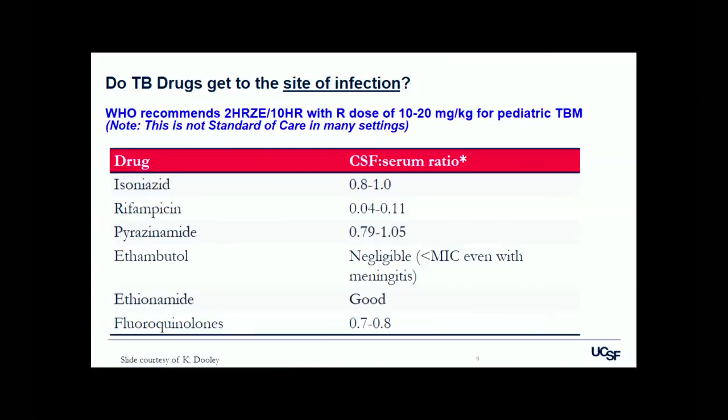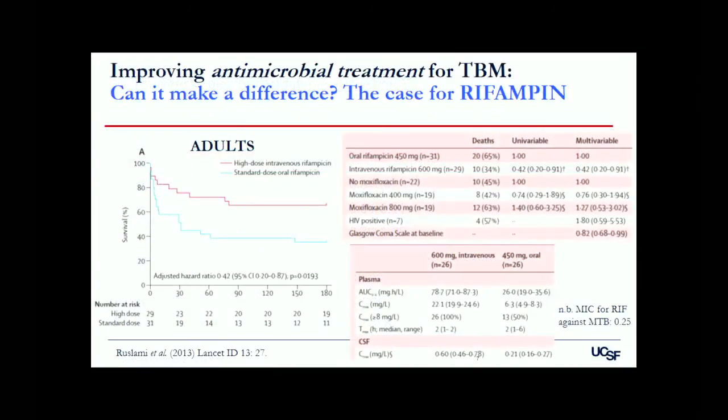One thing that you can notice is for rifampin, that the ratio between plasma and cerebrospinal fluid is very low. It's between 0.04 and 0.11. And this really means that only around 10% of the drug actually crosses into the brain. So we are effectively giving 10% of the actual dose to treat TB meningitis in children if you want to be equivalent.